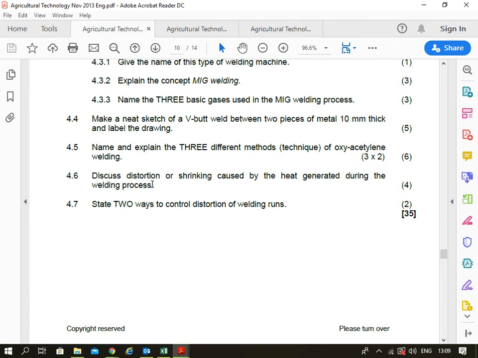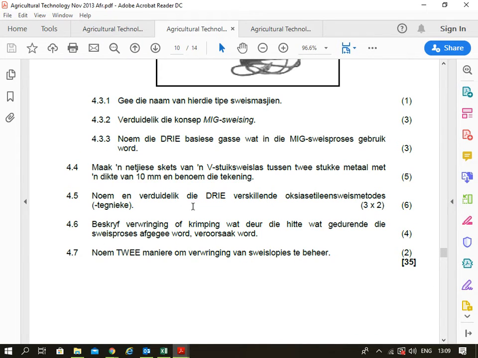Alright. Discuss distortion or shrinking caused by heat generated during the welding process. Beskryf verwringing of krimping wat deur die hitte wat gedurende die swysproses afgegee word veroorsaak word. Nou, ons het gepraat van warping. Remember Mr. Fourie always told you if you weld too long on a piece of metal it starts warping. On our tabletops, those 5 mm tabletops, if you weld too much they started going wonky. Hulle het so begin buig.